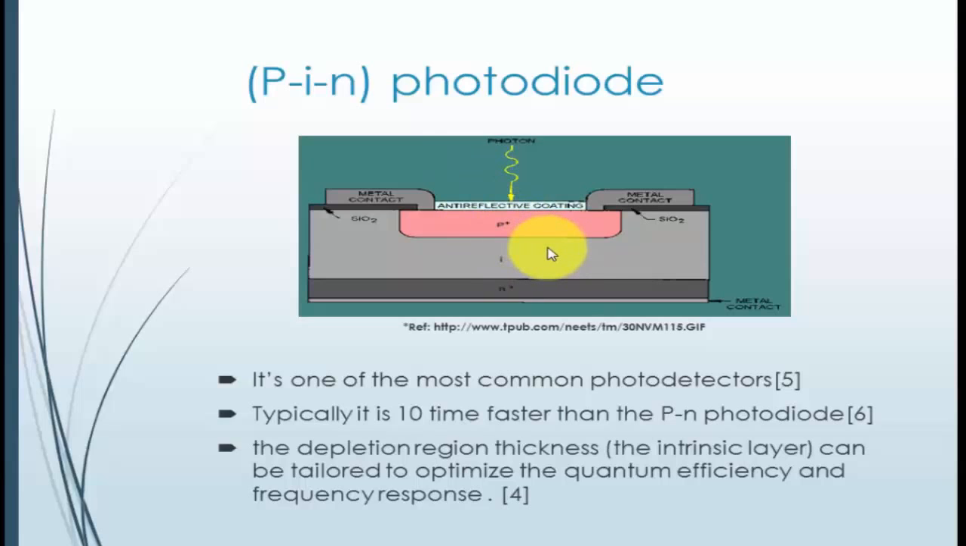The PIN photodiode is 10 times faster than the PN photodiode. The depletion region thickness, which is the intrinsic layer, it can be seen here, can be tailored to optimize the quantum efficiency and the frequency response. Of course, we will come to this concept. We'll try to understand everything in detail.